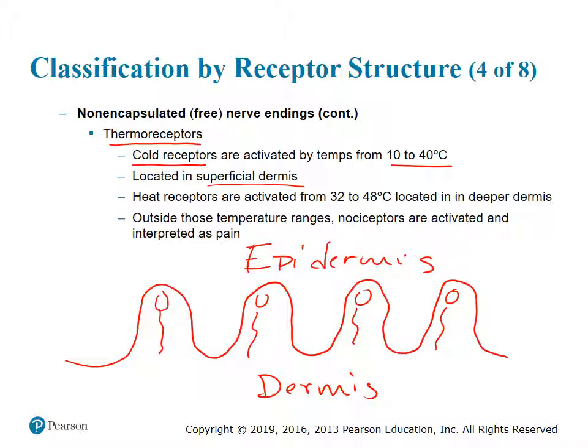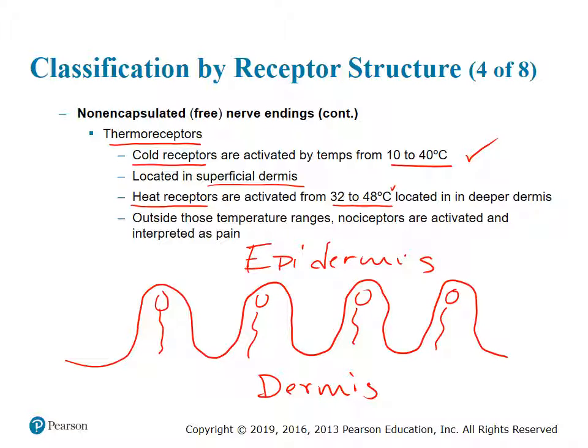So those are going to sense temperature changes on the surface of the skin, in fact. Again, for cold, about 10 to 40 degrees Celsius, and for heat or hot, 32 to 48. Those receptors are located further in the reticular layer of the dermis. Now, both of those will indicate cold versus hot.